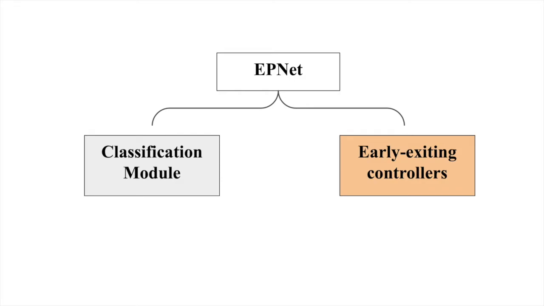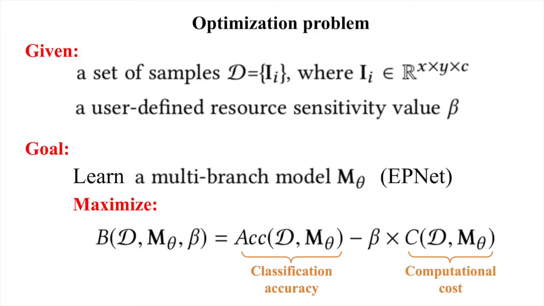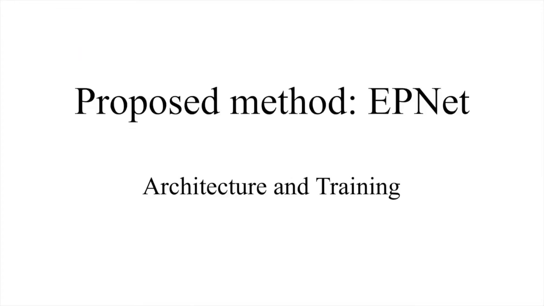So this motivated us to propose a new architecture called EPNet, which consists of two modules: the classification branches and a set of controllers for early exiting. Then we can formulate the dynamic inference as an optimization problem defined on a multi-branch network, and the goal is to maximize the benefit score defined as a combination of accuracy and computational cost. Now we introduce the architecture of EPNet and then show how to train it.